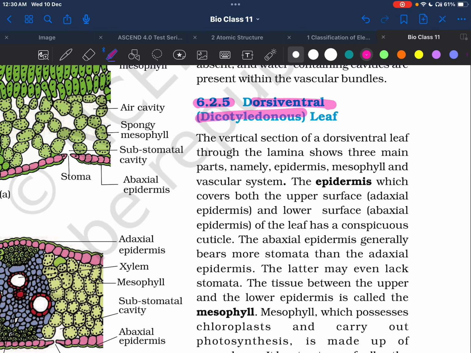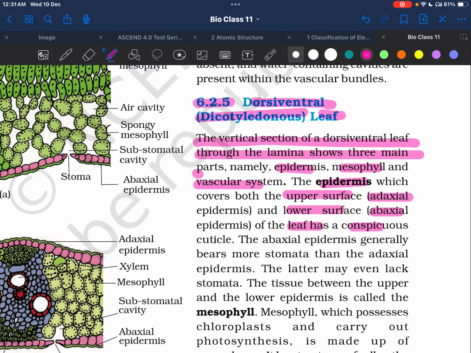6.2.5 Dorsiventral dicotyledonous leaf. The vertical section of dorsiventral leaf through the lamina shows three main parts, namely epidermis, mesophyll, and vascular system. The epidermis, which covers both the upper surface (adaxial) and lower surface (abaxial) of the leaf, has a conspicuous cuticle. The abaxial epidermis generally bears more stomata than the adaxial epidermis. The latter may even lack stomata.